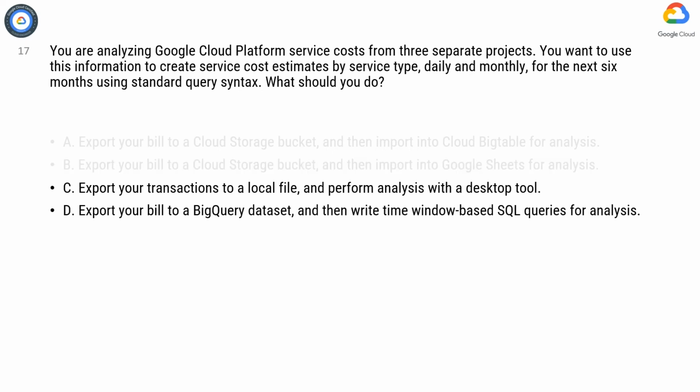C. Local file, external tools. This is automatically eliminated because the operation we need is simple, and there has to be a GCP native solution for this. We shouldn't need to rely on going out of the cloud for such a simple thing.